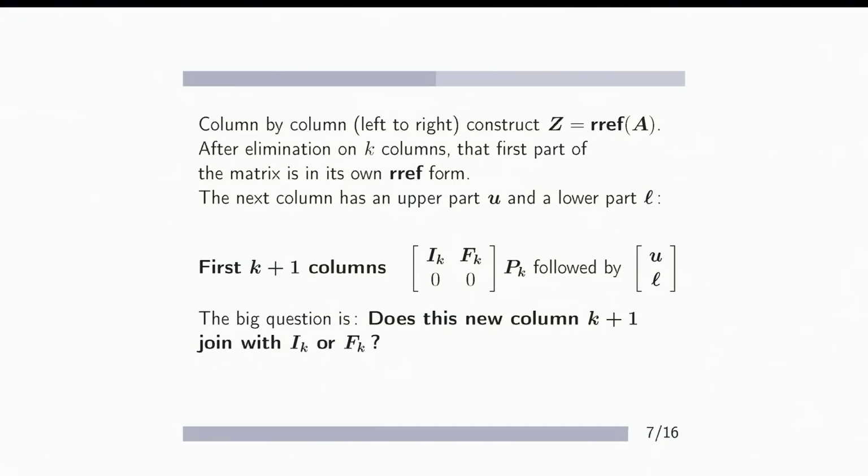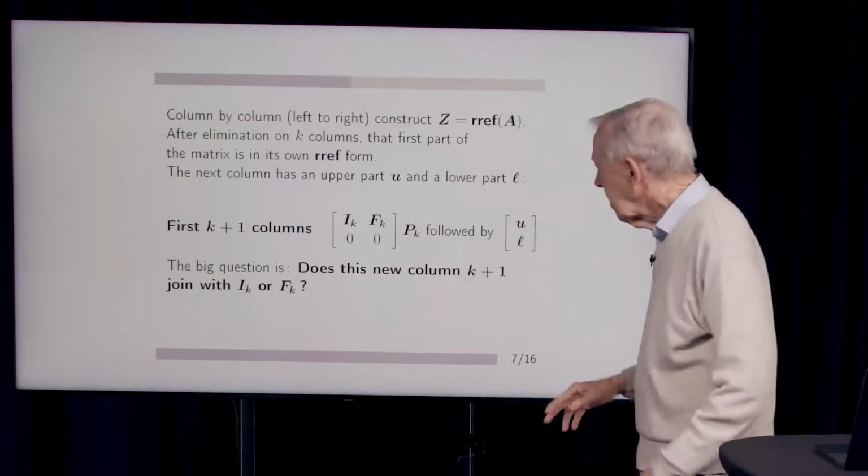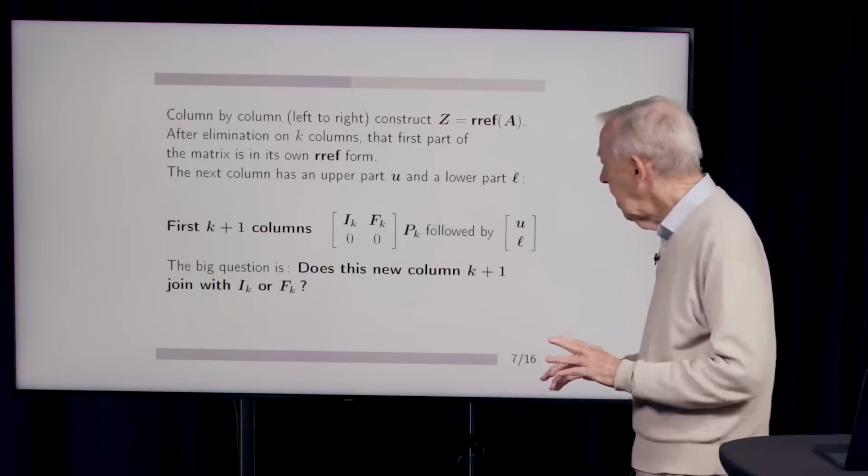How does elimination work? Well, column by column. Suppose we've got K columns done and we're ready for the next one. Like we may have 7 columns taken care of, we're ready for column 8. So this is what column 7 looks like, because it's that same I F 0 0 P picture.